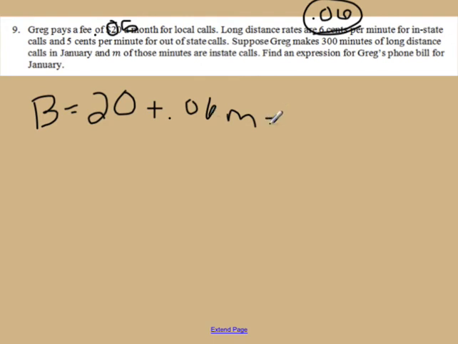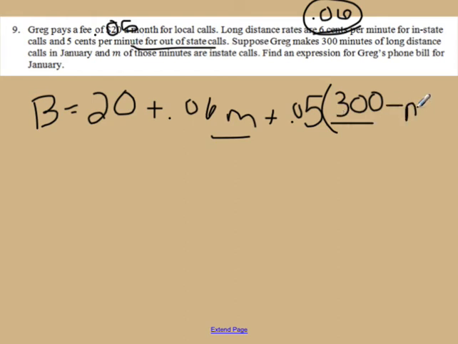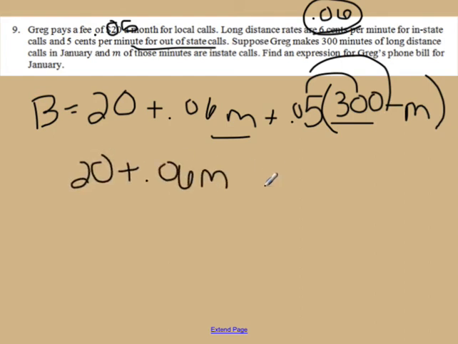So how do we figure out what we're going to do out of state? Well, it's 5 cents for my out of state. I know, though, that I have 300 total minutes. So the number of minutes is the number of minutes in state and the number of minutes out of state. So to get the number of minutes out of state, I'm going to take the total number of minutes and subtract the number of minutes that were in state. And now I'm just going to distribute. So then I get 20 plus 0.06m plus 15 when you multiply 0.05 times 300, minus 0.05m.